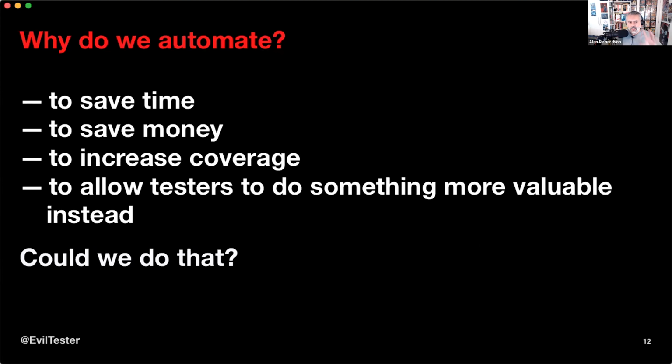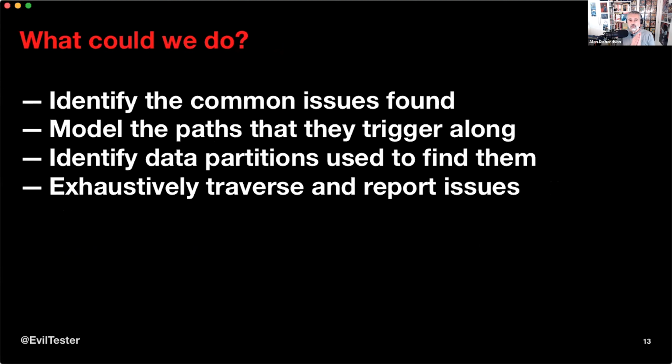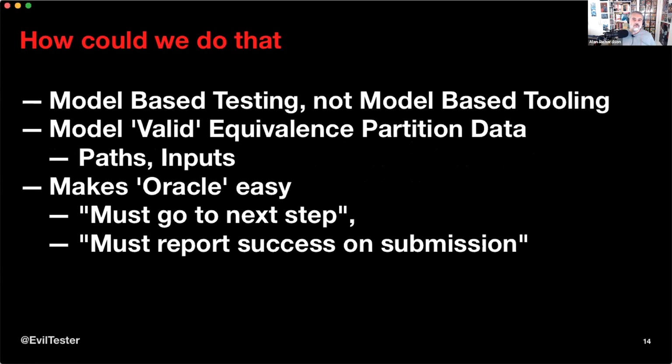So in this example, how could I do that? What we could do is look at the common issues that we're finding, seeing if there's anything in common with them. Look at the paths that they follow along, because all execution is based on paths. We'd look at the data partitions that they've got and then just try and exhaustively hit that. So rather than writing lots of tests, write a couple of tests that have a lot of data and a lot of variation to try and trigger these problems.